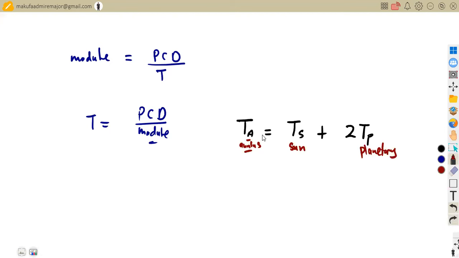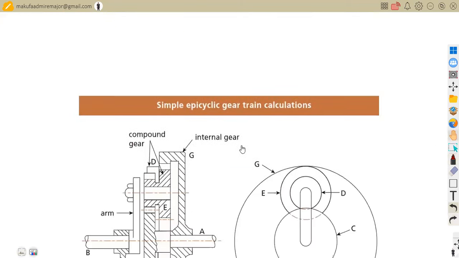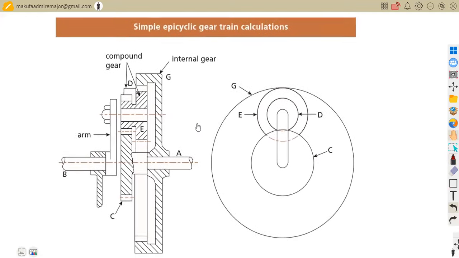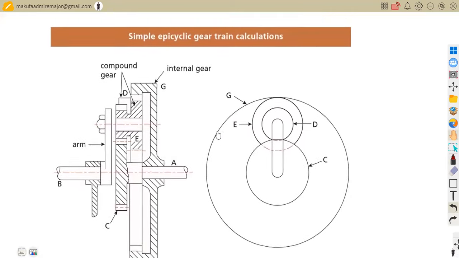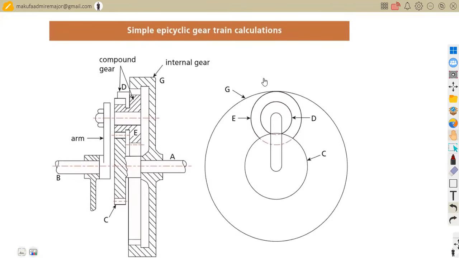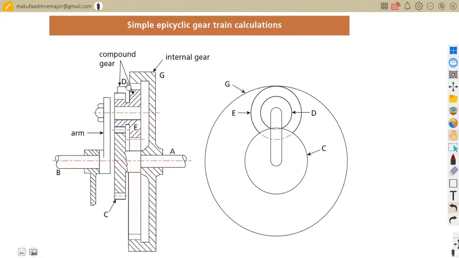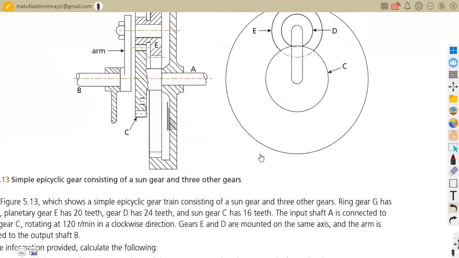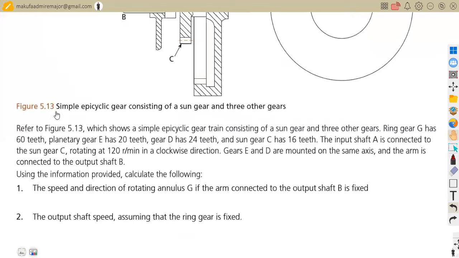I think with this information, we can be able to answer any question that we have from our N5 syllabus. This is what is important, and also adding what you had from your N4. So this is what we have here. We're given a simple epicyclic gear train calculation. This is a simple epicyclic gear train that we are going to consider, having a compound gear D, the internal gear G, the arm, and E, and C, in this case B. On the information that we are given here, Fig 5.13 is a simple epicyclic gear consisting of a sun gear and 3 other gears in this case.